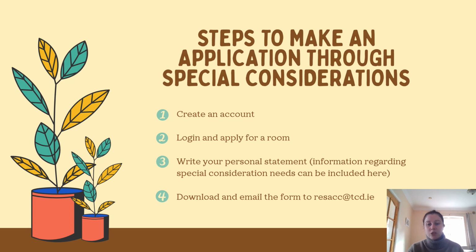Steps to make an application through special considerations. Special considerations is the application route for those with disabilities. So the first step is to create an accommodation account. If you've applied for accommodation previously, and that can include Cavanagh Court, Trinity Hall, you may already have an account. If you do, great, you can go ahead and log in and apply for a room. If you don't, it's very simple. It's just Trinity verifying that you are a current Trinity student.